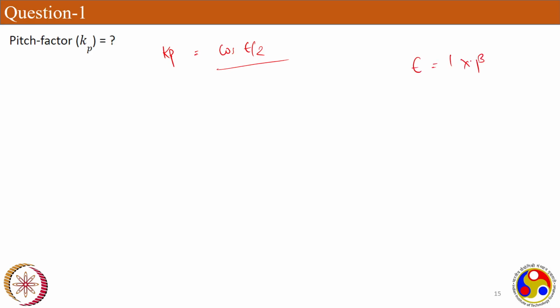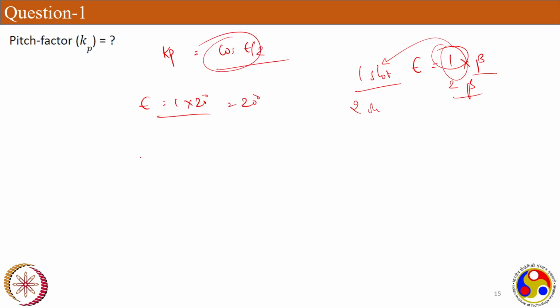Someone already asked a doubt about this after the week in the recording video. So epsilon would be 1 times beta. The 1 comes from the number of slots it is being short pitched. Here it is given 1 slot short pitched, so it is 1 beta. If it is short pitched by 2 slots, it would be 2 beta. So epsilon is 1 into 20, epsilon is 20 degrees. So Kp is simple, cos epsilon by 2. You would get cos 20 by 2, cos 10 degrees is the pitch factor.